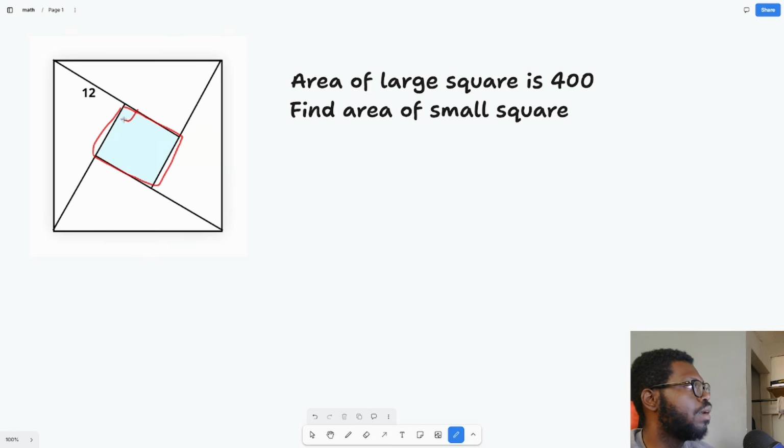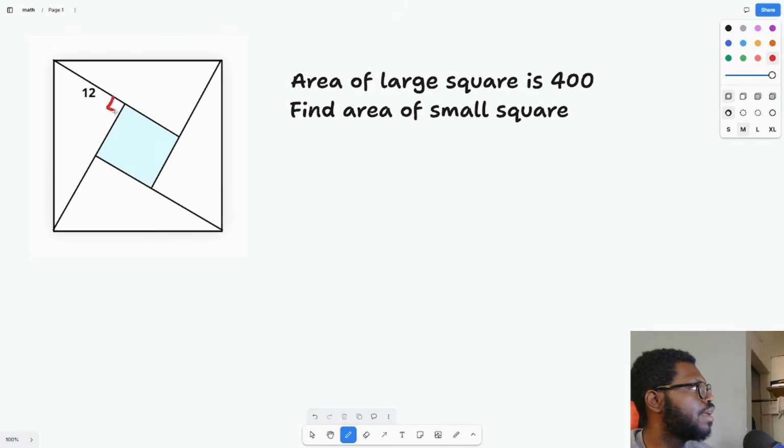Since this is a square, all four of these angles are going to be 90-degree angles. And since this entire angle here will be 180 degrees, each of these angles here is going to be 90 degrees. In other words, we have four congruent right triangles. That's useful because right triangles really come in handy, which you'll see in a moment.